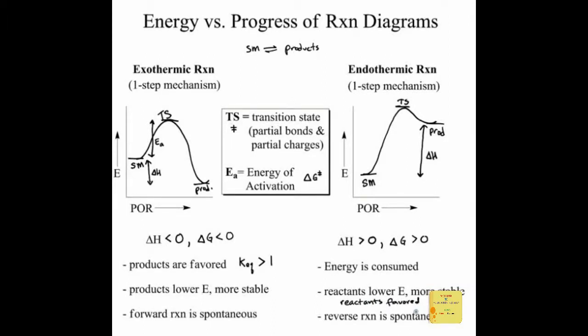How would you describe the KEQ if the reactants, the starting materials, are going to be more stable? The reverse reaction is going to be favored, is going to be the spontaneous one, so our KEQ in this case is going to be less than 1. And we would say that the reverse reaction is the spontaneous one, or we would describe the forward reaction as the non-spontaneous one. We can also point out here again our energy of activation is always the energy required from the starting material to achieve the transition state. So there's a few things that we can label on our energy versus progressive reaction diagram.